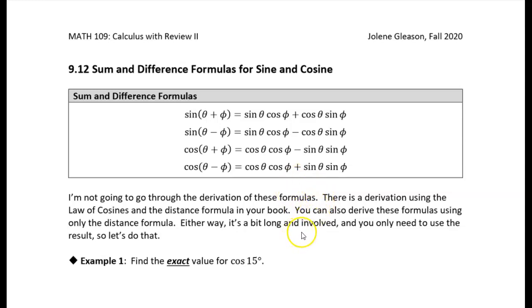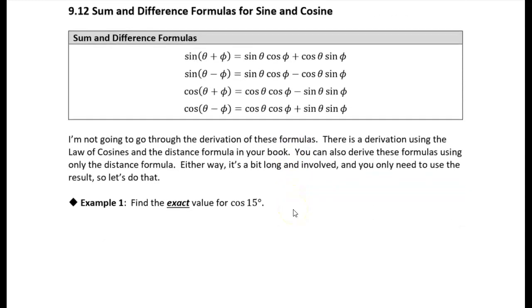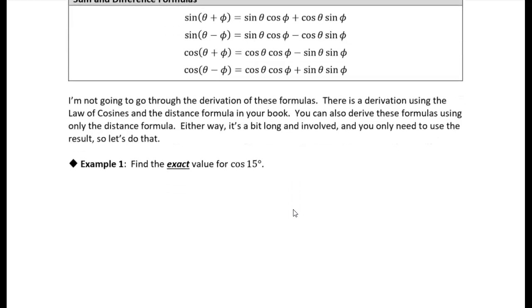In the end, really, you're just going to be responsible for being able to use these formulas, not necessarily know where they came from. I usually do not like to give you formulas without some justification of where they came from, but in this case, I'm going to skip the derivation and we're just going to use these formulas today. So you get to reap the fruits of mathematics and just use it and not have to worry about where it came from.